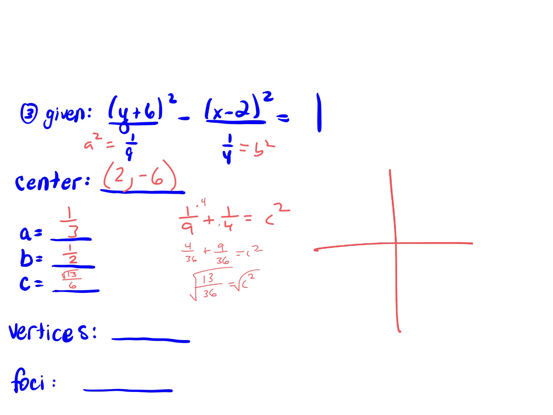The vertices. So let's graph our center. We go right 2, down 6. And then, am I moving up or down or left or right for my vertices? Up or down. This tells me the y comes first, so I'm going up and down. How much do I go up and how much do I go down?